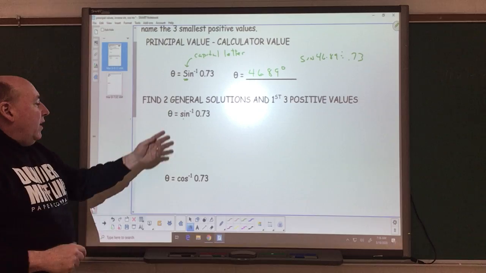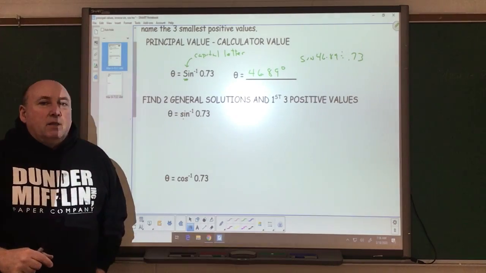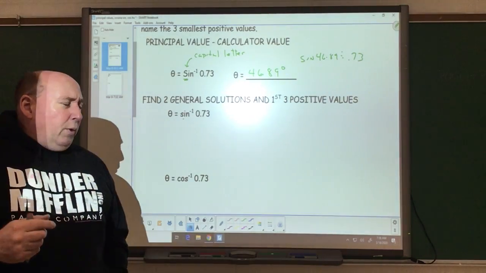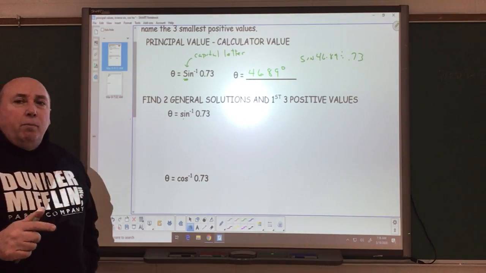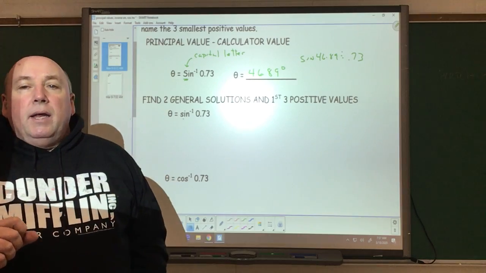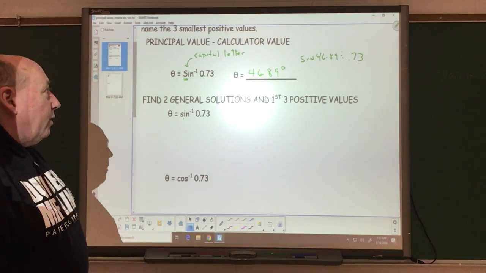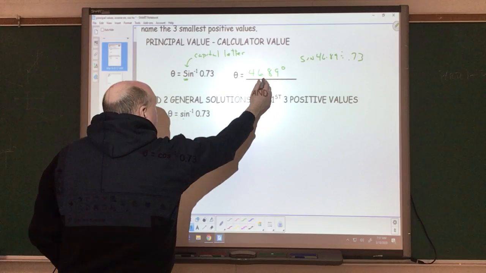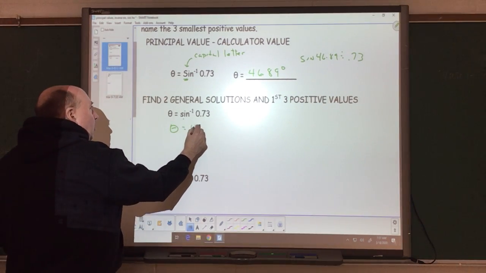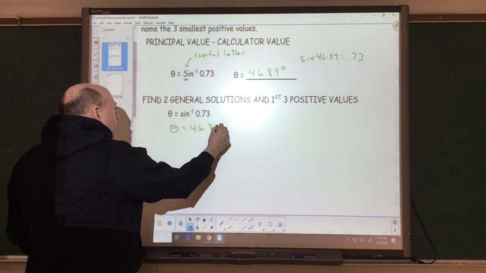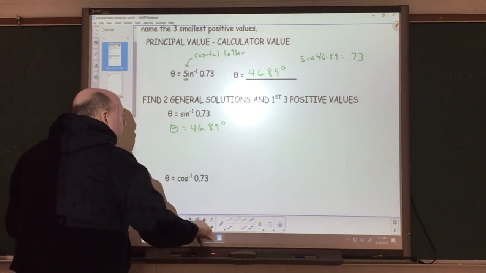We will start out, we want to find two general solutions and the first three positive values. Well, we have the inverse sine of 0.73. So we should be able to find one value from that, and once again, that is called the principal value. And we found that up here is 46.89. So theta can equal 46.89 degrees. This is the principal value.